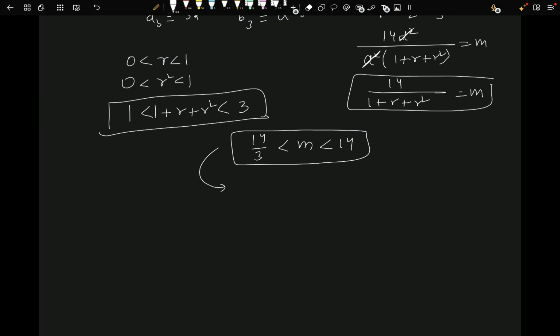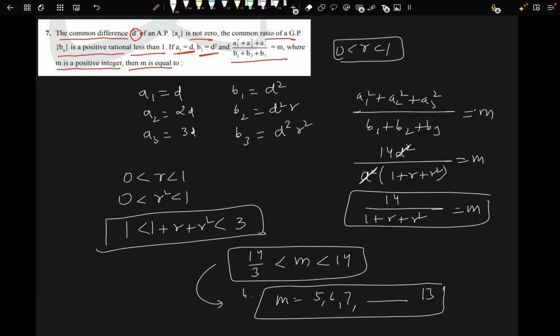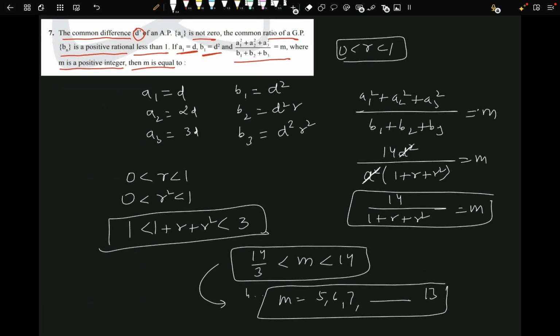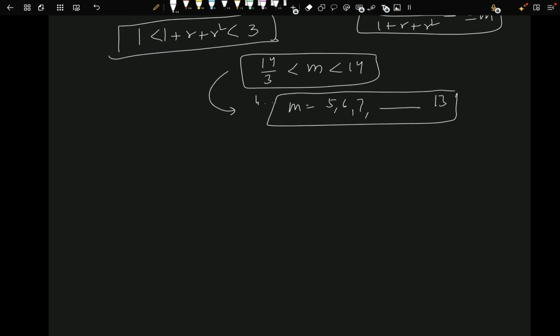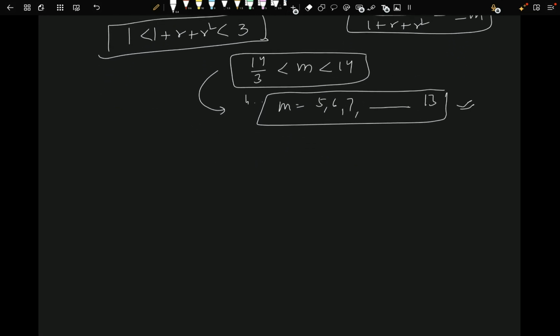What are the integer values? This is 4 point something, right? So m is 5, 6, 7 up to 13, right? These are the positive integer values because m can only be integer, right? Positive integer. M can only be a positive integer. So these are the values that m can take.